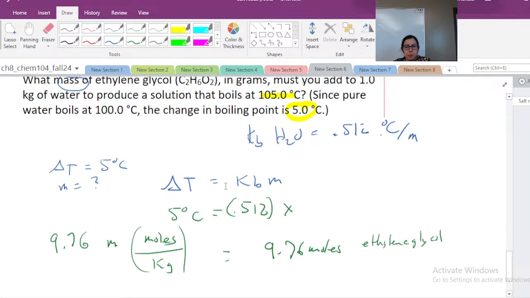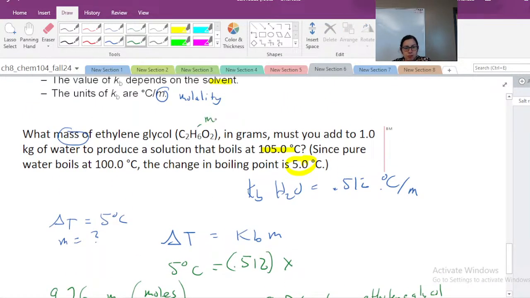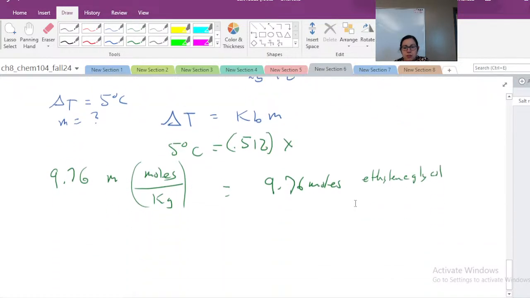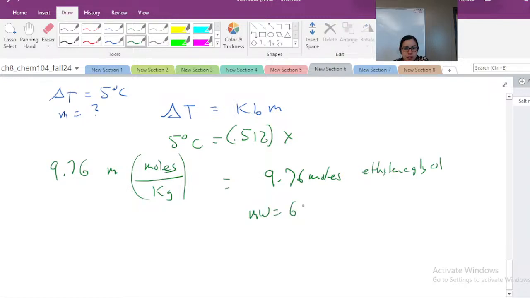Did anybody do that? So 12 times 2 plus 1.008 times 6 plus 15.99 times 2. So 62.07, you said? And that's what chat has as well. Let's go with that. So molecular weight 62.07 grams per mole for ethylene glycol.